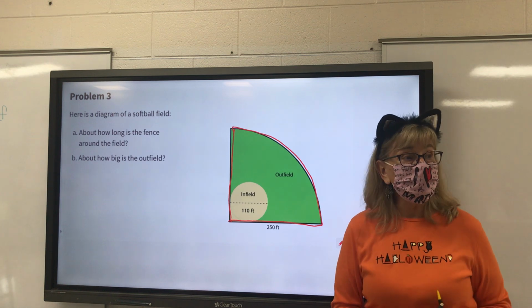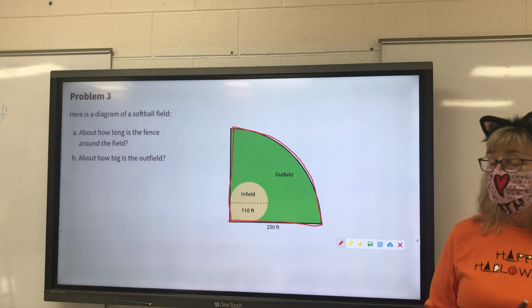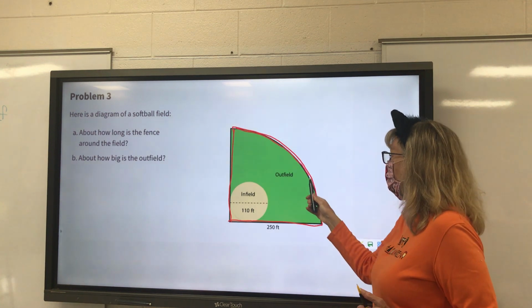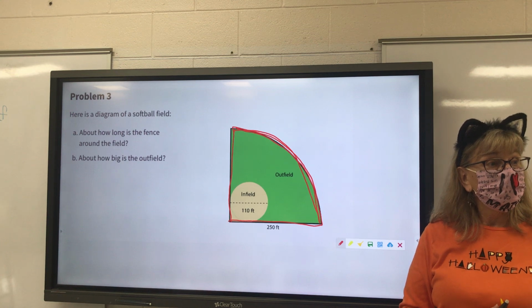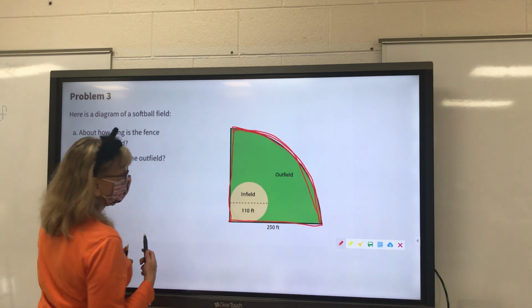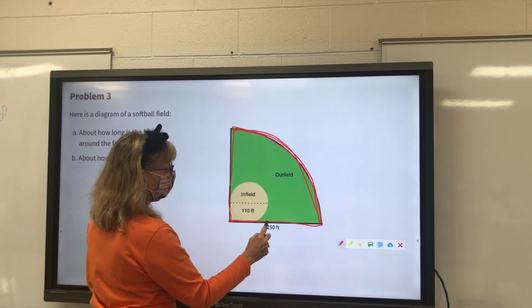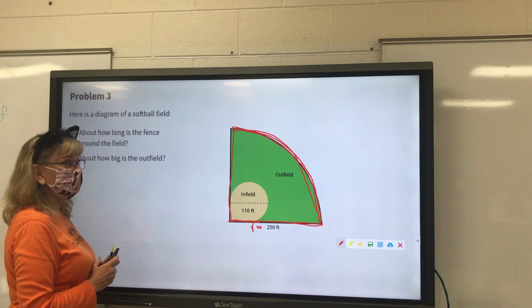So could we find the circumference of the whole circle and multiply it by 1/4 to get this curve right here? Do you agree? Yeah, since that's a fourth of a circle and we know that 250 feet looks like the radius. This one is the radius. Good. So the radius is 250.